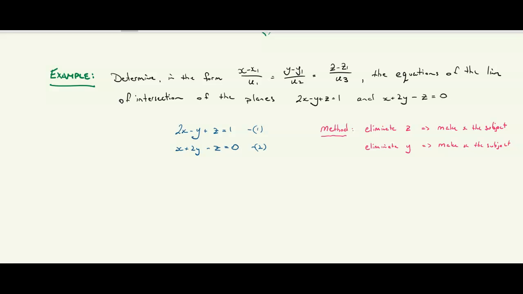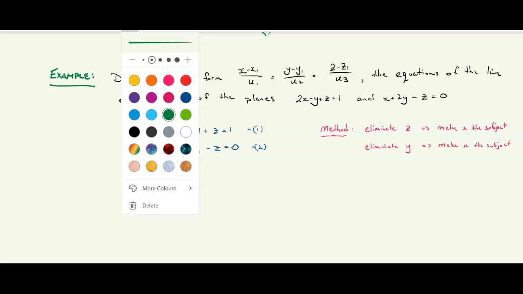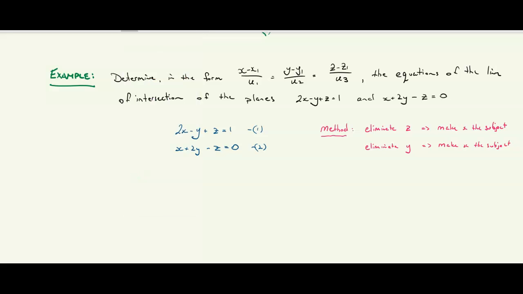So eliminate z. We can do that by adding equation 1 to equation 2. When we do that, our result is 3x plus y is equal to 1. Now that we've got that, we're going to make x the subject. So x is equal to (1 minus y) over 3. Okay, that's the first job done. Now I'm going to go back. We're going to eliminate y now.